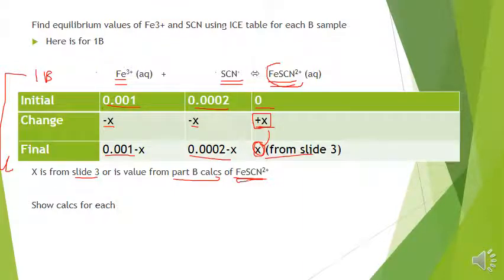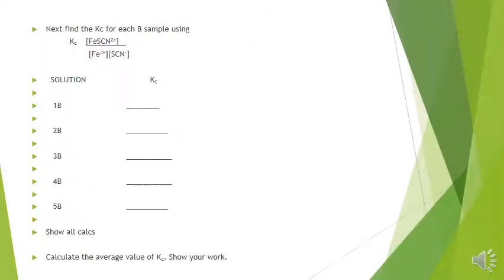Okay, so let's put it together. The next thing you do is come up with the Kc of each of these solutions. If you just look at 1B, from our previous work, you take this concentration and this concentration. These are the equilibrium concentrations, so this is the 0.001 minus x, and this is the 0.0002 minus x. Then you simply do the math here and put your value here. And then you do the same thing for 2B, 3B, 4B, and 5B. Show your calculations.